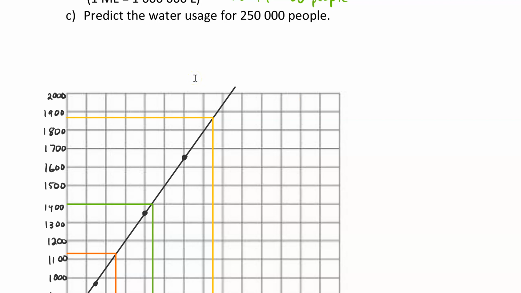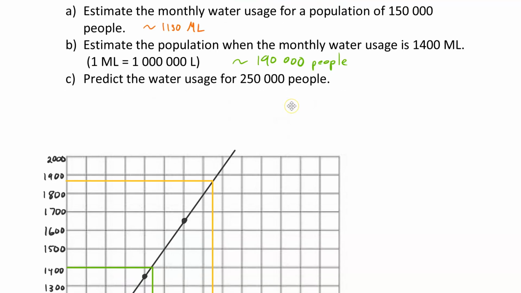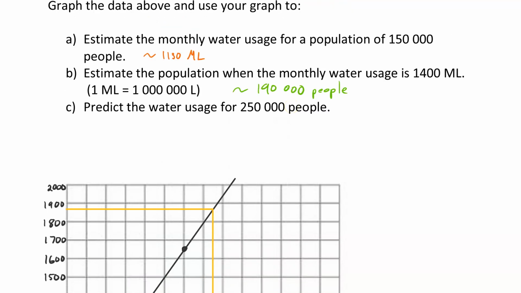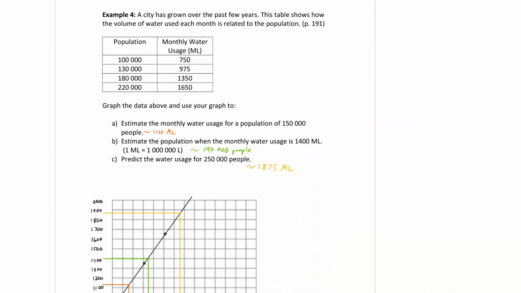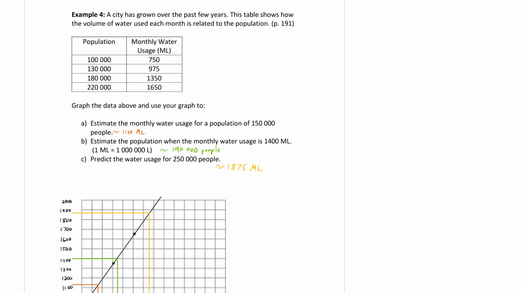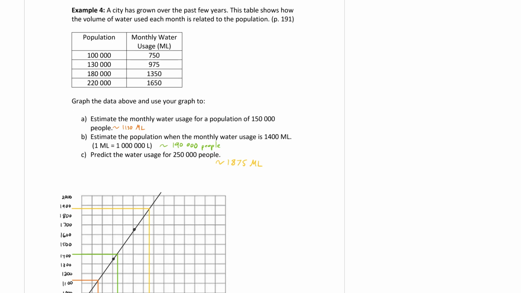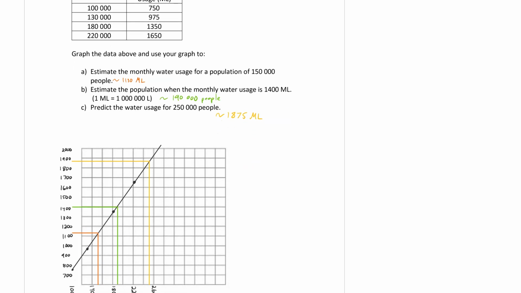So to me, that looks like it's, well, close to 1,875. So approximately 1,875, and it'll be mL for our units. So that's looking at interpolation and extrapolation for this unit. So looking within the data that we have and looking outside of the data we have.